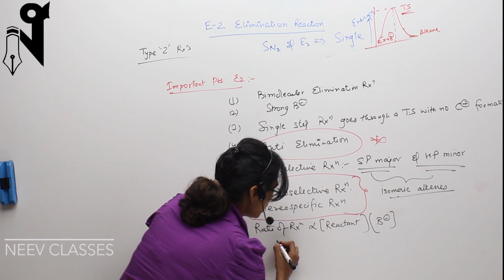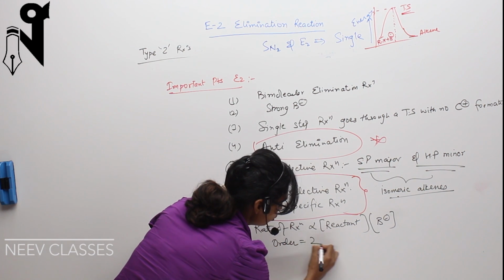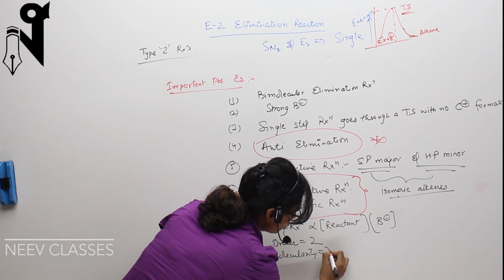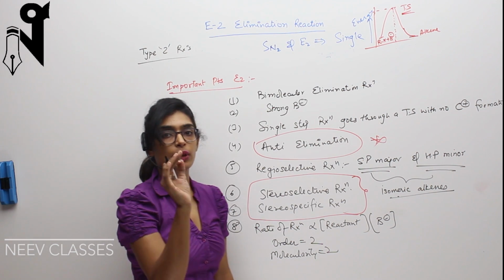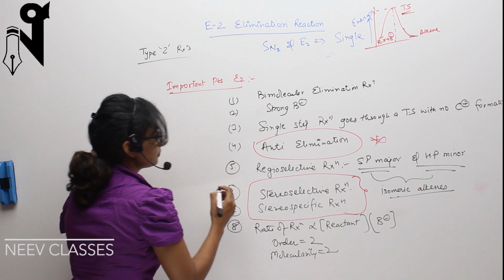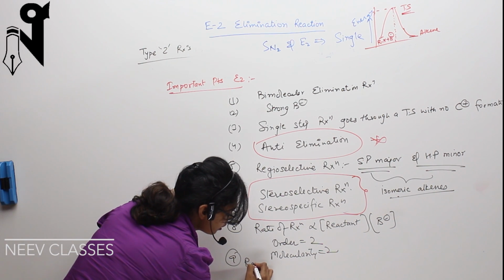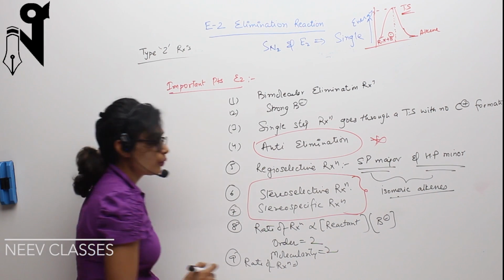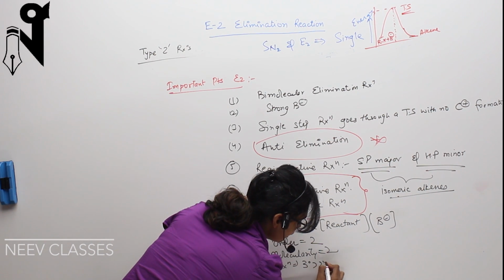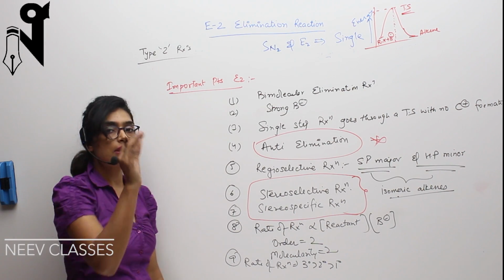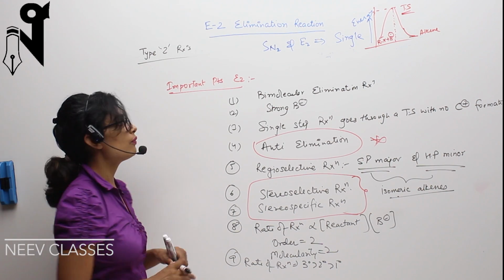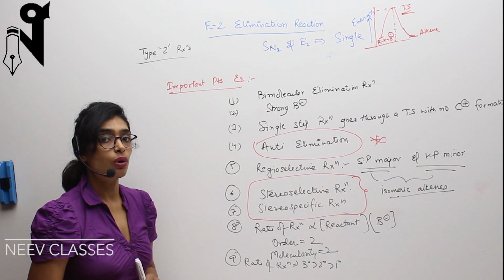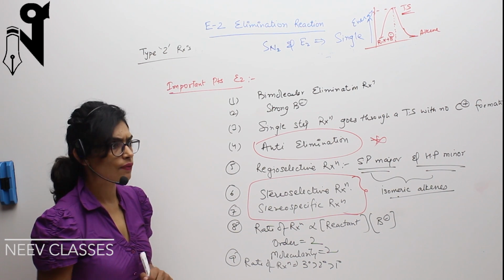Now, order of reaction is 2, molecularity is also 2, and rate of reaction with respect to the carbon where the leaving group is present is tertiary, secondary and primary. So I have listed down all the important points that are required to understand, or required to remember, to figure out whether the reaction is E2 or E1 or Sn1 or Sn2.